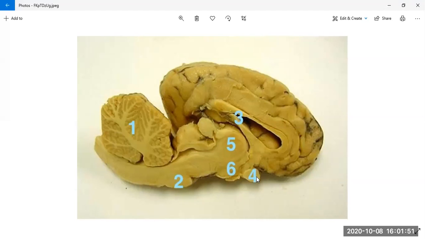Number 5, 6, and 4, I don't want you to bother about them, but for information's sake, this one is the midbrain, this one is the pons, and if I have the picture right, number 4 should be the pituitary. So: cerebellum, medulla oblongata, pons, and the pituitary.